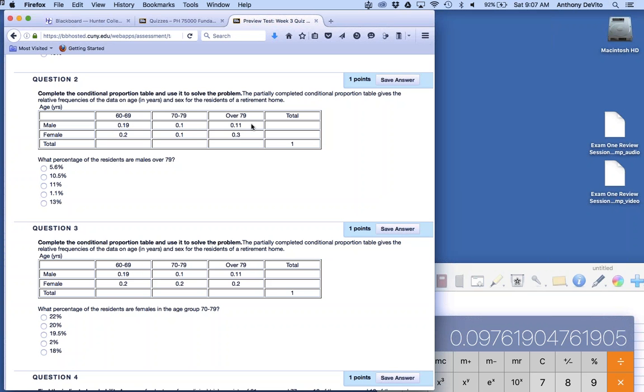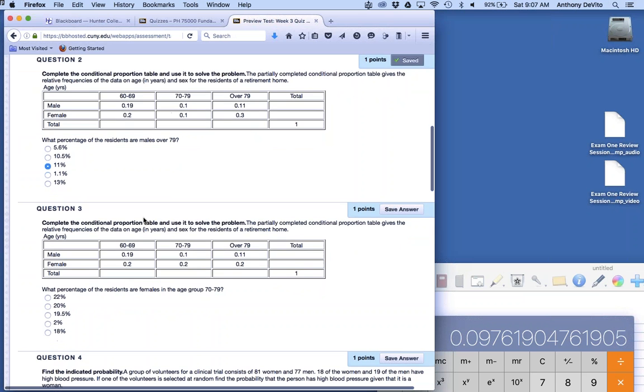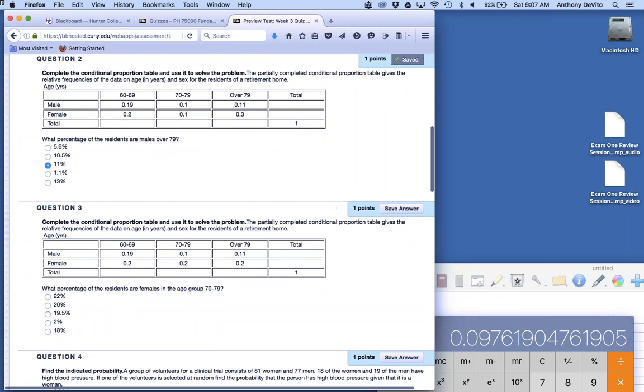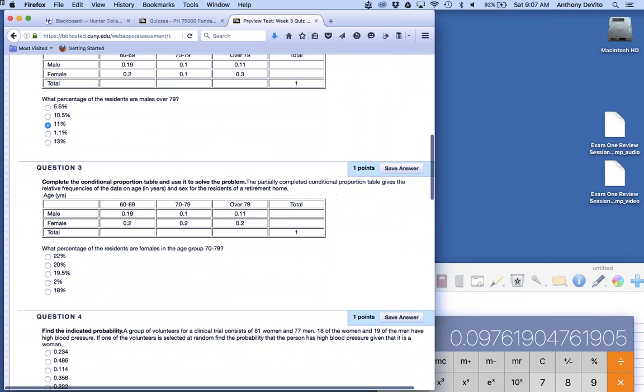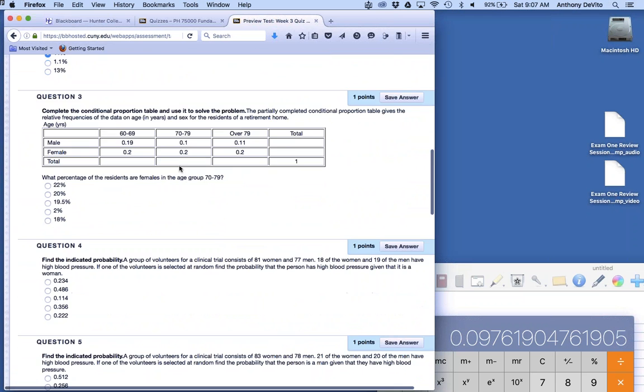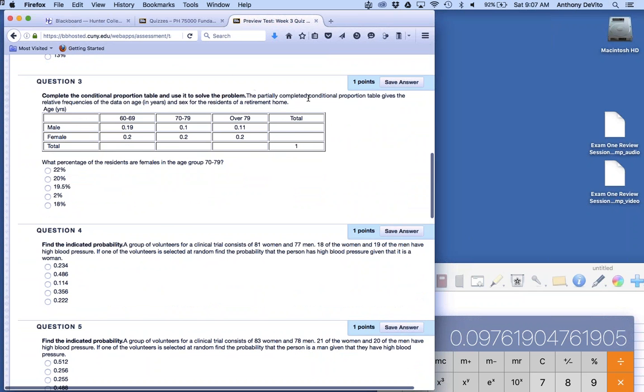What percentage of the residents are males over 79? Okay, let's see. That seems pretty clear, doesn't it? Let me see if there's a twist here that I don't know about. I don't think so, right? So I would say probably 11% or 0.11. Okay, so I would go for 11% there. I'm not sure why this is partially completed. Maybe the next question will wake us up on that. The partially completed conditional proportional table again.